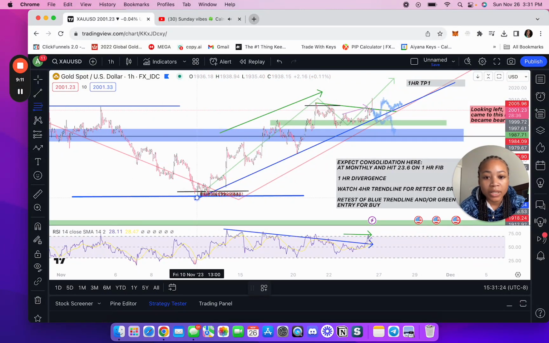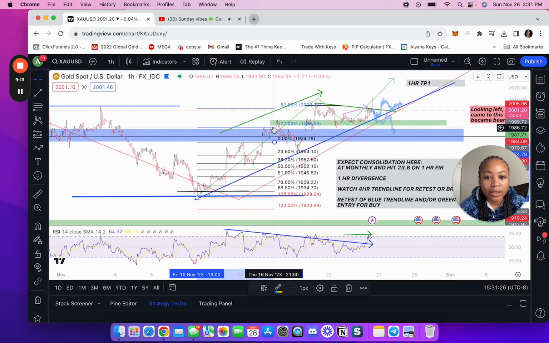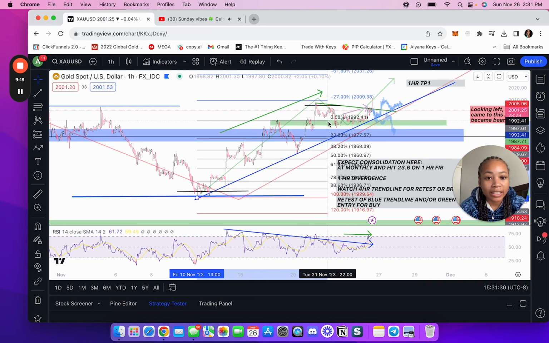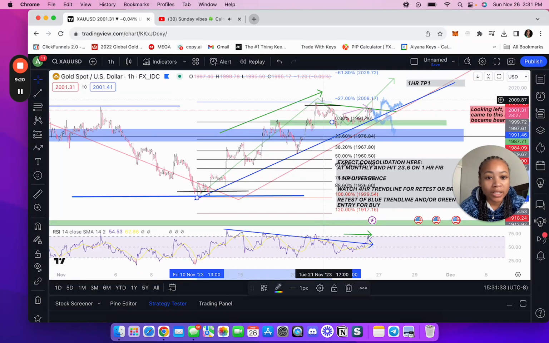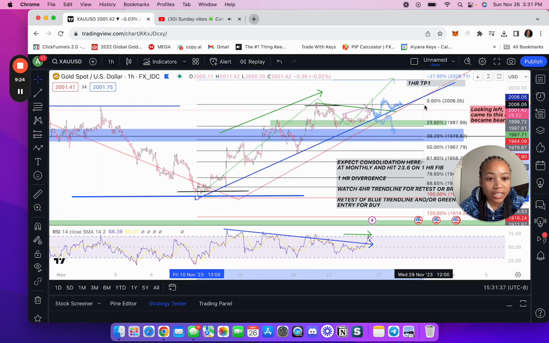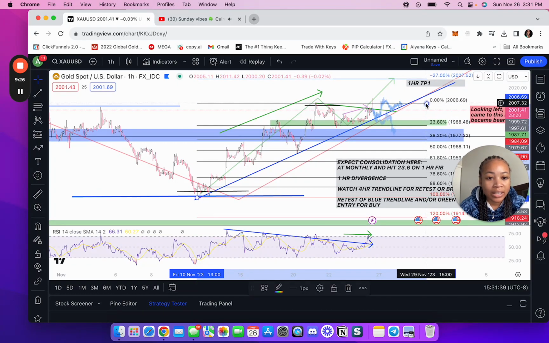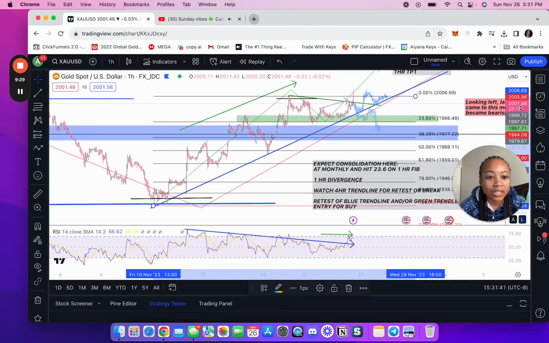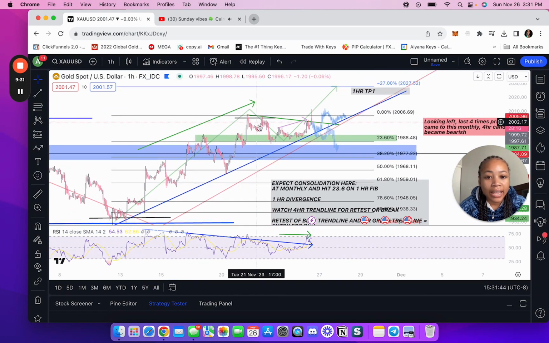If you take this fib from this low to this high, this already played out. It hit TP1. Boom. That's done. That structure's done. Take it to the next high. Boom. Hit TP1. That's done. Now I just took it to this high right here. Where I see price doing, it came back down to 23.6, which tells me that we can possibly be looking for some consolidation, which is sideways movement before price continues up to TP.